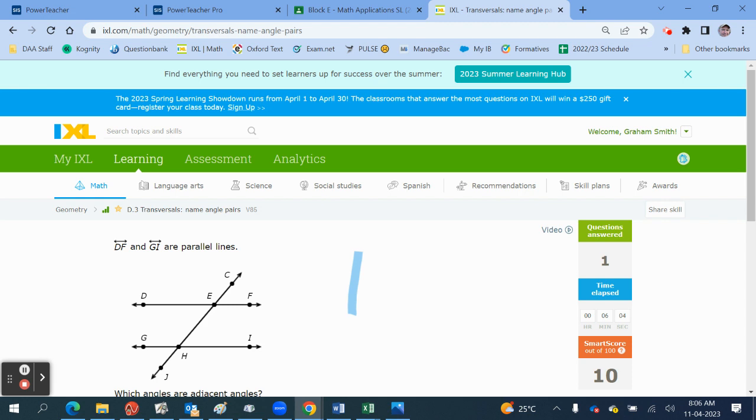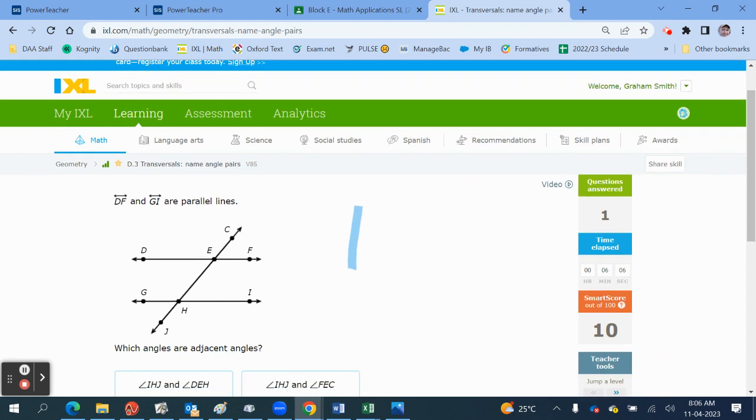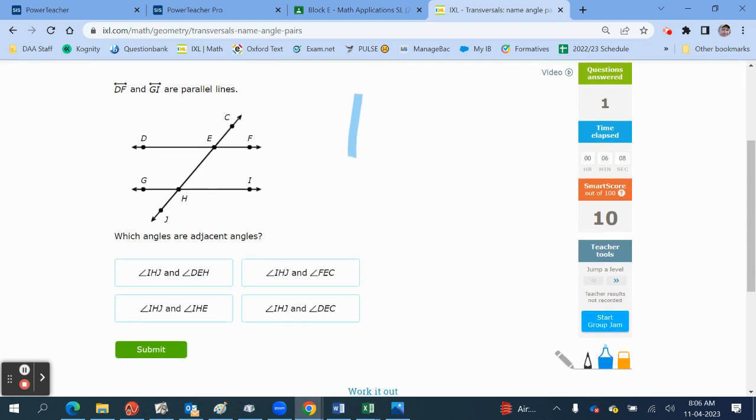So most of the questions work around the same idea. On this one, we need to find out which angles are adjacent angles. So we need to line them up. We've got to start with IHJ, and then we look at each one. DEH. These are nothing.